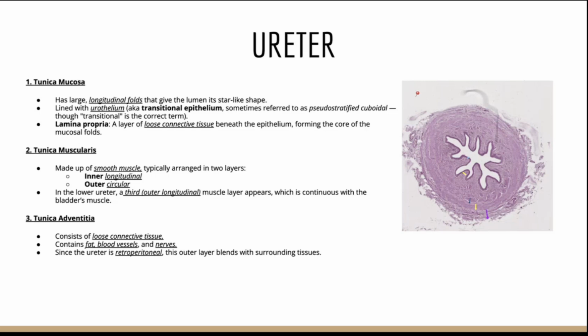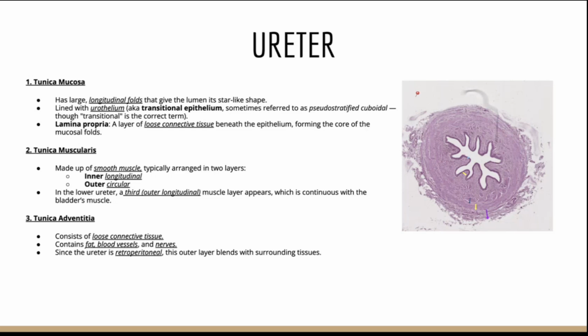We have the tunica mucosa, tunica muscularis, and then the tunica adventitia. When we talk about the tunica mucosa, it has many longitudinal folds which give it a stellate shape. And the epithelium is lined by urothelium. As you remember from the first seminar, urothelium is the transitional epithelium, which is also referred to as pseudostratified cuboidal epithelium.